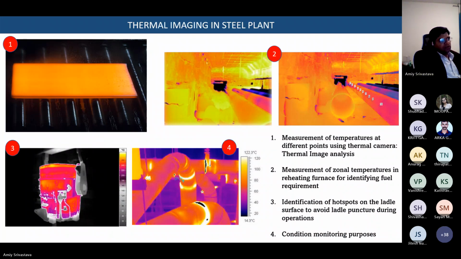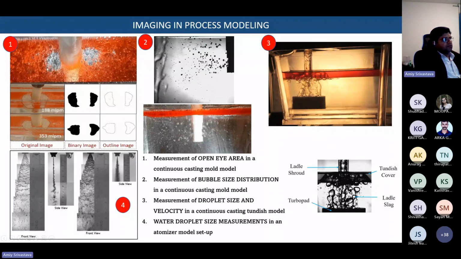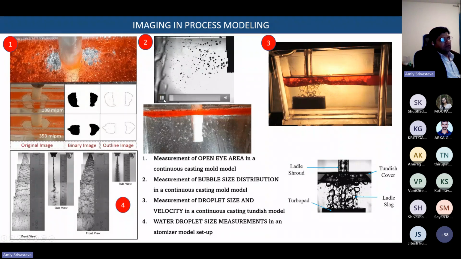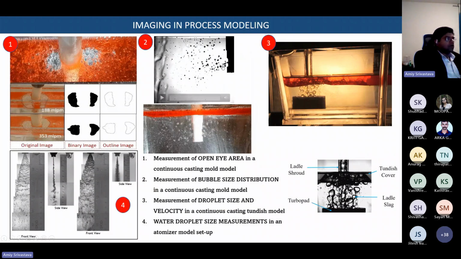How important it is. Now, the second thing is imaging in process modeling. I have already shown you this image, where we are seeing some open eye formation, and we can measure the size of the open eye and identify how much oxygen can enter into the mold through this open eye. Second, you can see the bubble formation here in a mold, and you can measure the size of the bubbles and the velocity of these bubbles.